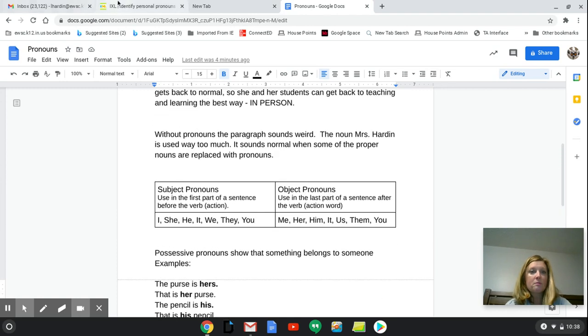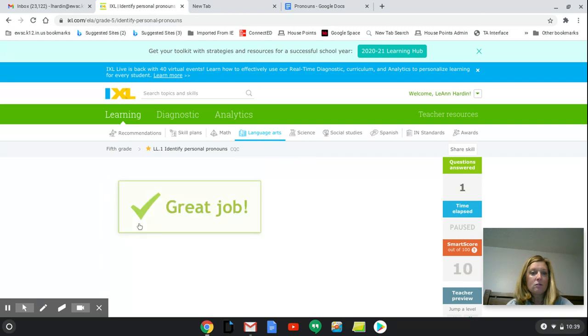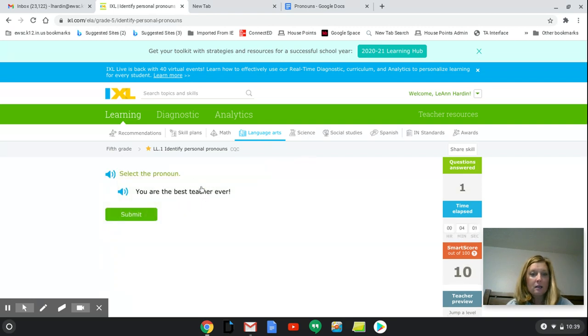So let me pull up some of these IXLs. I feel like LL1 is pretty simple. If you were to write those pronouns down that I just had in that chart on a piece of paper and have those beside you or have them in another tab, honestly, I think the paper would be the easiest. Then all you have to do is find them in the sentence, okay? So select the pronoun, all right? Well, her is going to be the pronoun, all right? So if you have a list of pronouns handy, this is super, super easy here, okay?